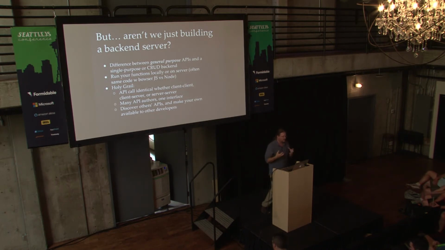Right? And the holy grail of this is what can you do in terms of having basically the same API call, whether you're calling locally into your own function, whether you're calling from a client to a server, whether you're calling from one server to another. If you have multiple API authors, can you still get to them all through the same API interface, possibly the same server machinery? And how can you discover other people's APIs? How can you make your own APIs available to other developers? So there's lots of different ways to satisfy this. A lot of it is roll your own kind of stuff.